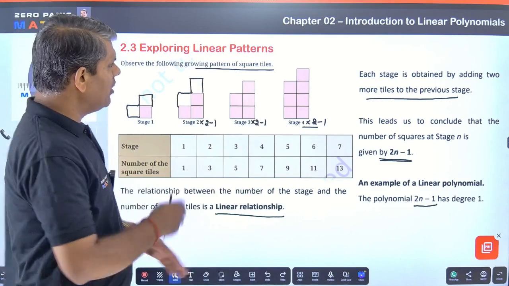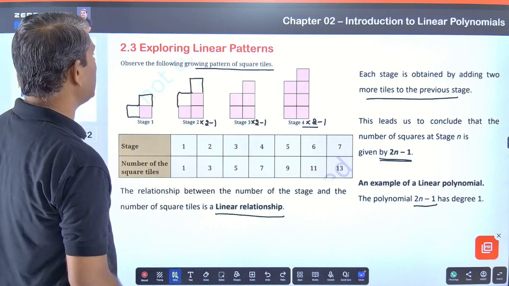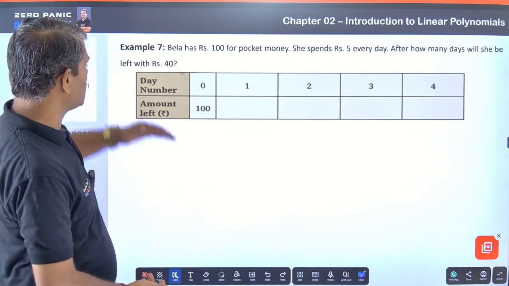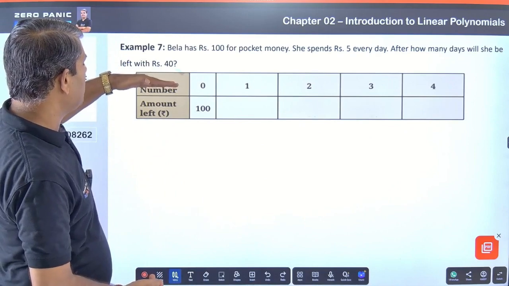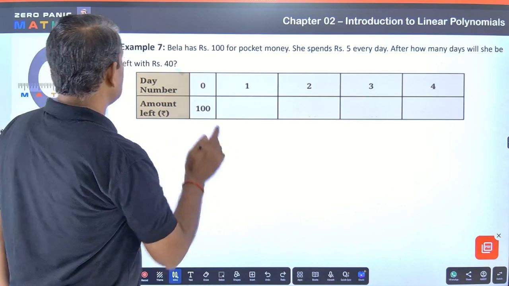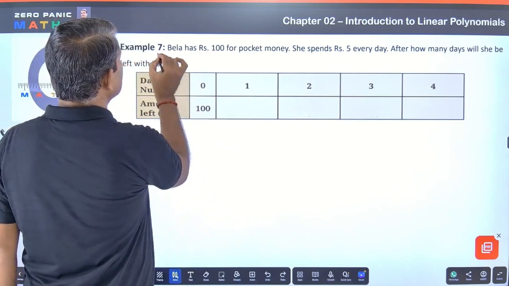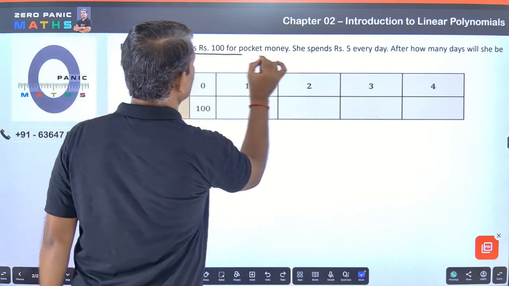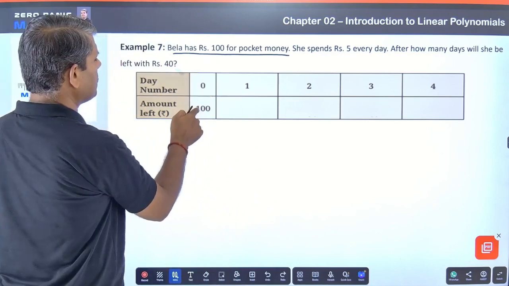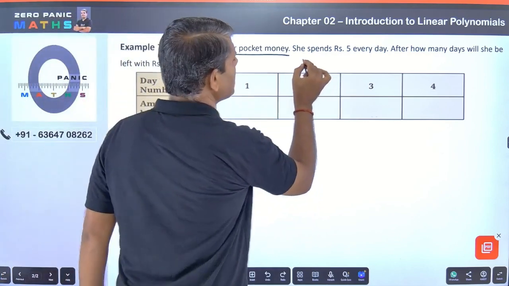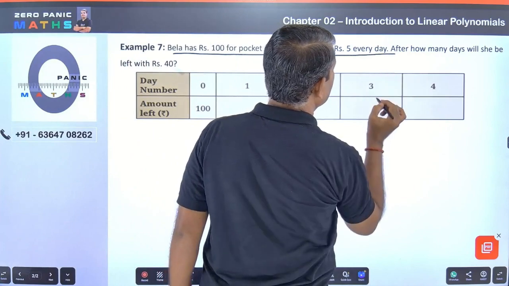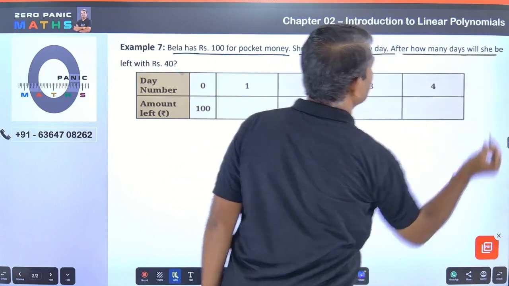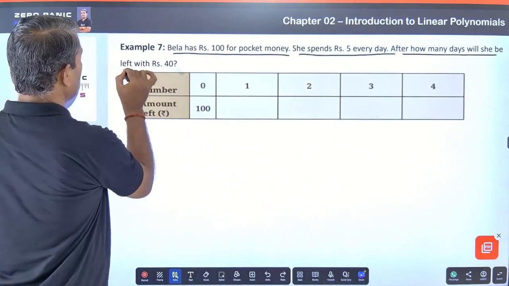We will see some more examples containing linear patterns and try to identify the linear pattern that exists between an input and the output, you can say. Let us see what example 7 says. Bela has rupees 100 as pocket money. She already has pocket money of rupees 100. She spends 5 rupees every day. The question is, after how many days will she be left with rupees 40?